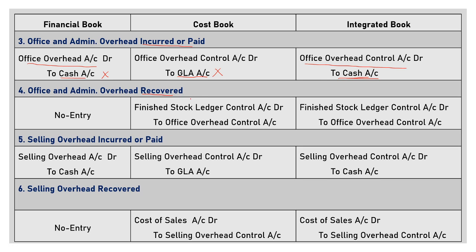Our next transaction is office and admin overhead recovered. Now these overheads are recovered with finished stock. So we debit finished stock ledger control account and credit office overhead control account.